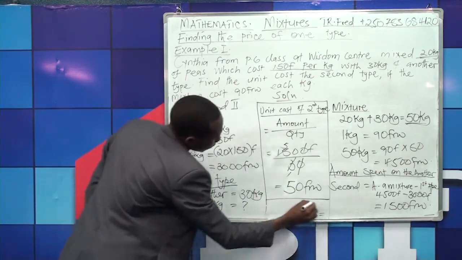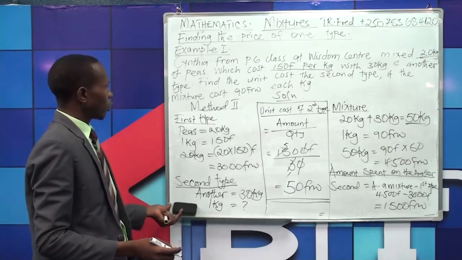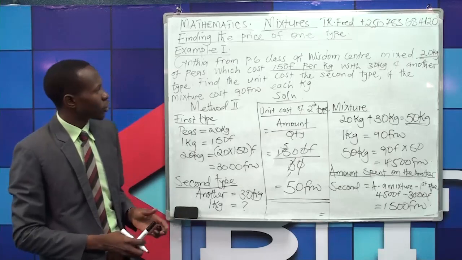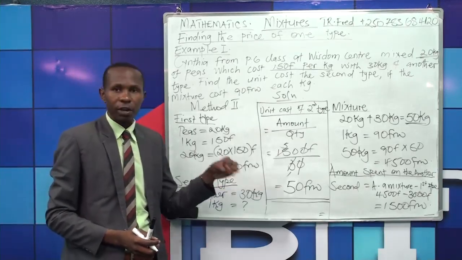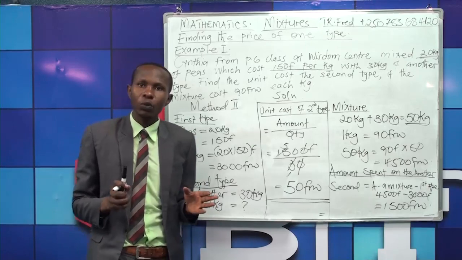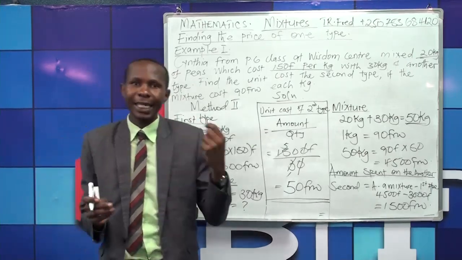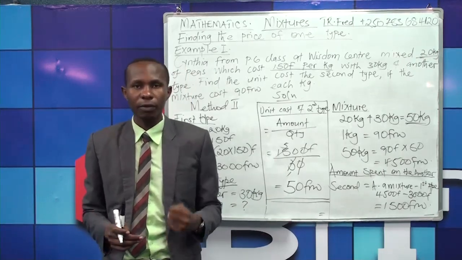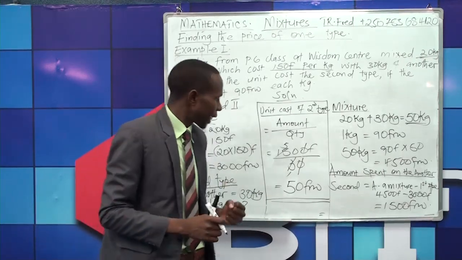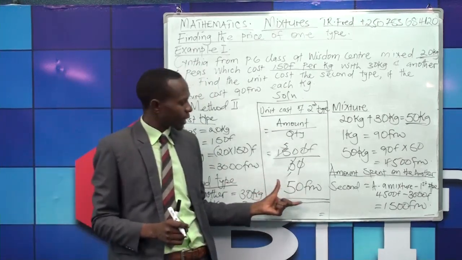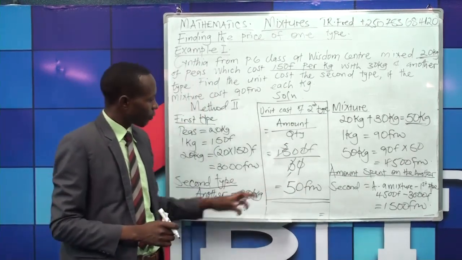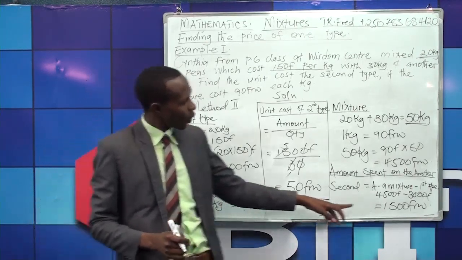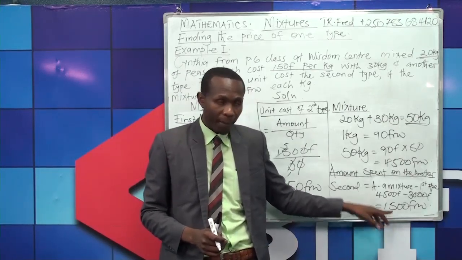Then from there, I will underline this. So the unit cost of the second type is 50 francs. That is the amount you will pay when you want to buy only 1 kilogram of the second type. But at the same time, if you want to buy 30 kilograms of the second type, you will pay 1,500.